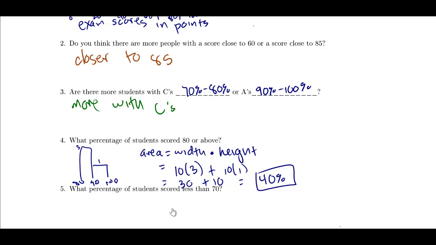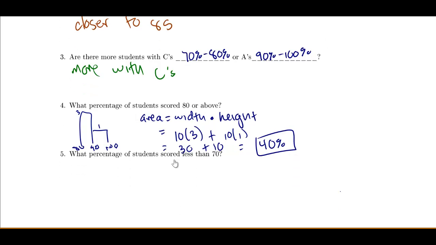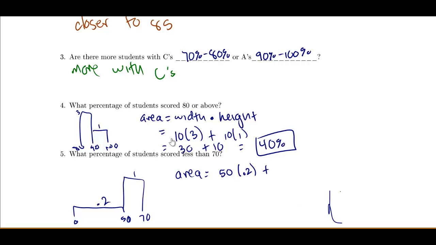The next question says what percentage of students scored less than 70? So we're going to do the exact same thing. We're just going to sketch it out again. So we can go from 0 to 50, had a height of about 0.2, and from 50 to 70, we had a height of 1. So my area is going to be a length of 50 times a height of 0.2 plus a width of 20 times a height of 1. And so that adds up to 30%.